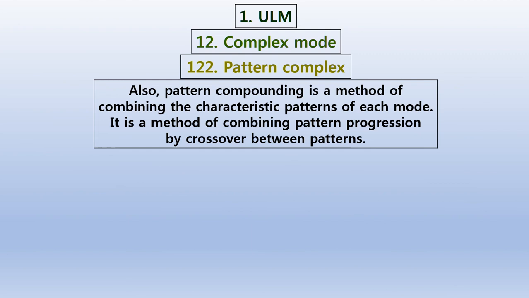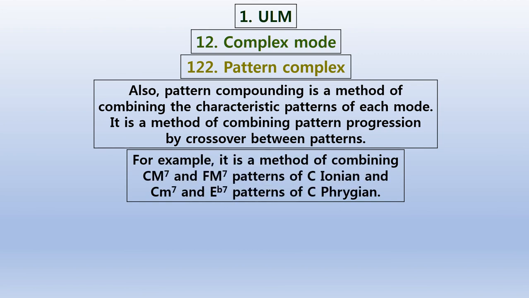Also, pattern complex is a method of combining the characteristic patterns of each mode. It is a method of combining pattern progressions by crossover between patterns. For example, it is a method of combining C major 7 and F major 7 patterns of C Ionian and C minor 7 and E flat 7 patterns of C Phrygian.